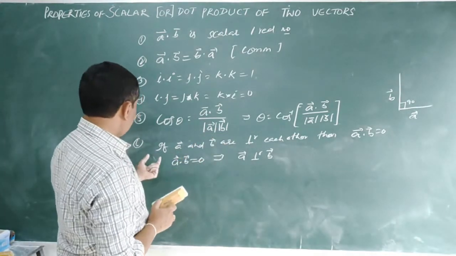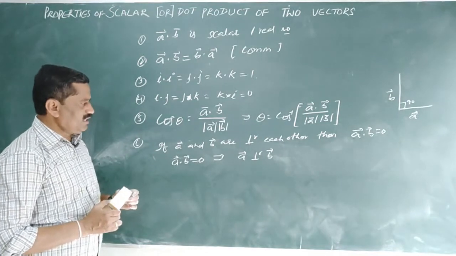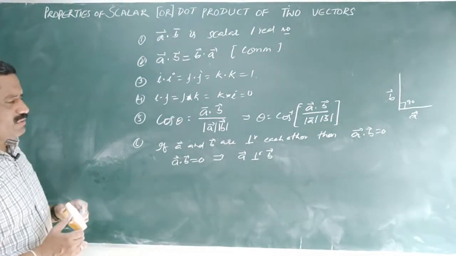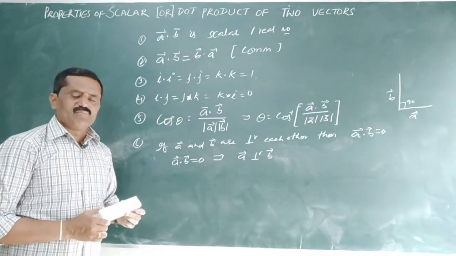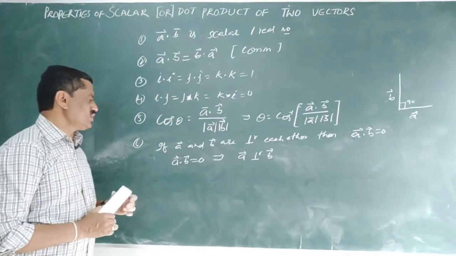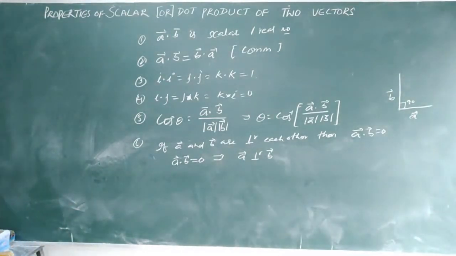Again, if A bar and B bar are any two vectors which are perpendicular to each other, then A bar dot B bar is equal to 0, or in reverse, if A bar dot B bar is equal to 0, then A bar is perpendicular to B bar.